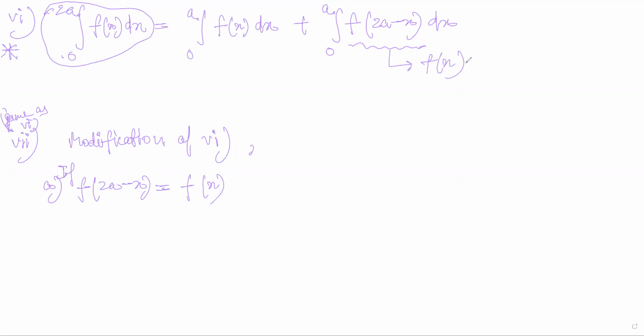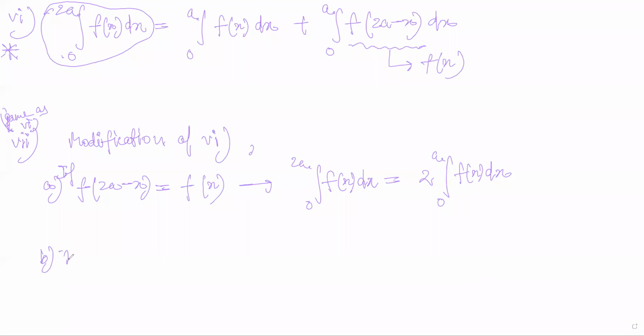There will be a lot of functions which will be like this. I mean, this will be used as well. You would see a number of questions. So if f of 2a minus x is equal to fx, your same function, in that case, what does this become? This is fx from 0 to a, and this is also fx from 0 to a, right? So your sixth property becomes integral 0 to 2a fx dx becomes twice of integral 0 to a fx dx.